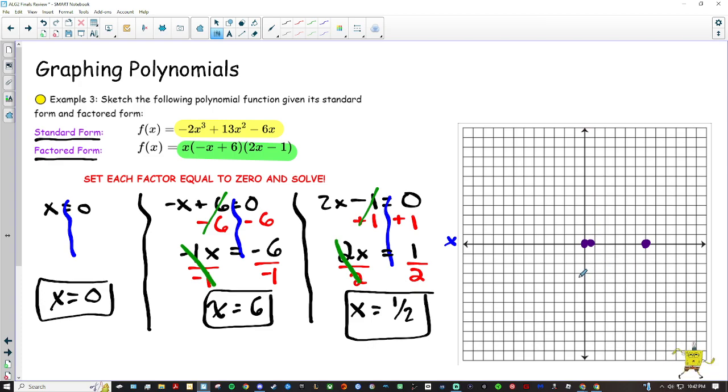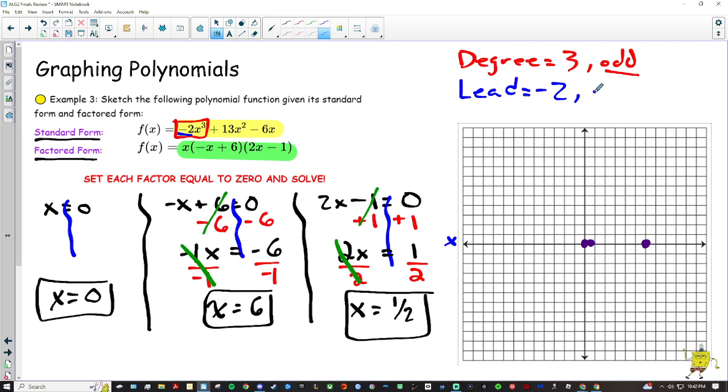Now I need to figure out what this graph looks like. I have 3 points, and I know my graph will go through these points, but I don't know what shape it has. And that all comes down to what this first term is in my polynomial standard form. Here, I know that my degree, my largest exponent, is 3, which is an odd number. And I know that my leading number, my number all the way in the front, my lead, is negative 2. And this is a negative number. So I know that I have an odd negative function.